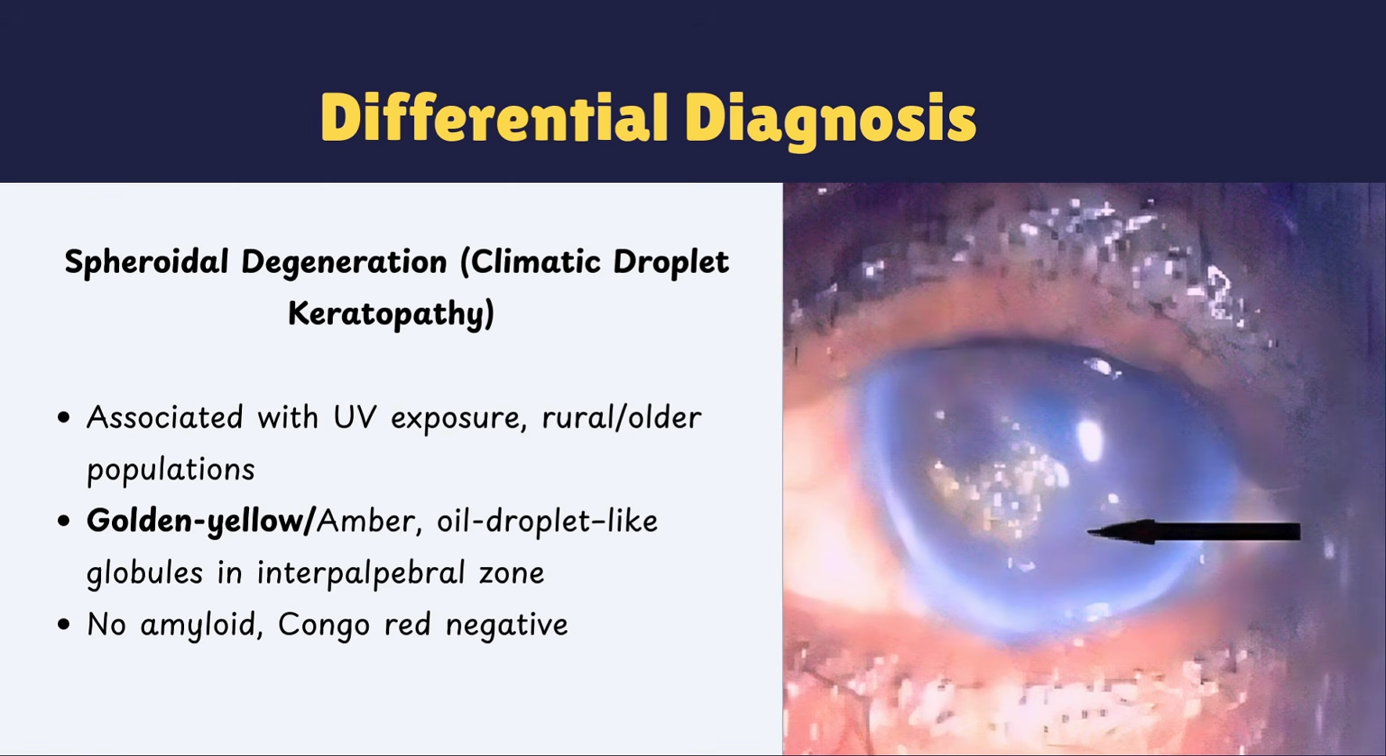Now, another important differential would be the spheroidal degeneration, also known as the climatic droplet keratopathy. This is seen in the outdoor workers exposed to UV light, and here you get an amber golden oil droplet like deposits in the interpalpebral zone. Okay, now these are again not amyloid, they are proteinaceous and elastotic degeneration. And the key clue over here will be the environmental exposure history and that shiny amber droplet like appearance versus the mulberry nodules of the GDLD.